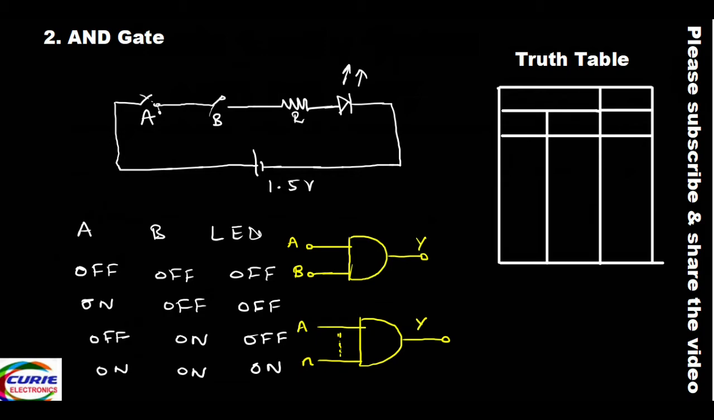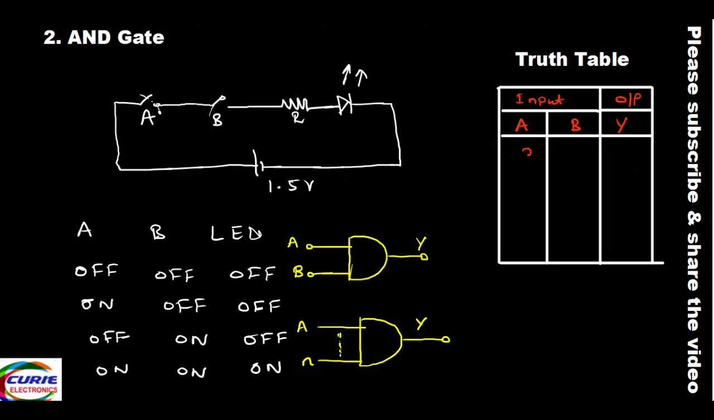Truth table. What is a truth table? It gives an idea about what is the input of a gate and what is the output of a gate. So this is our input and this is our output. What are the inputs? A and B are our inputs. What is the output? Output is Y. Similarly, off we are taking as 0 and on we are taking as 1.